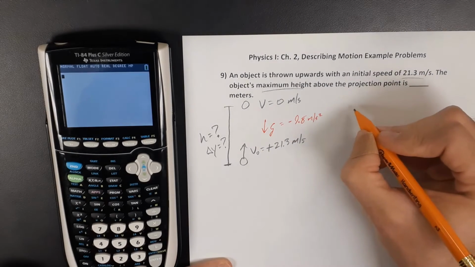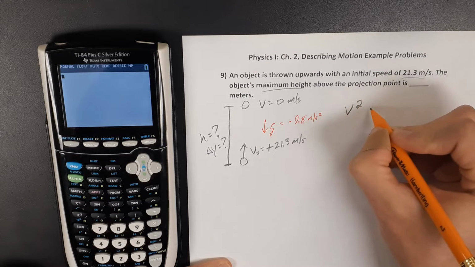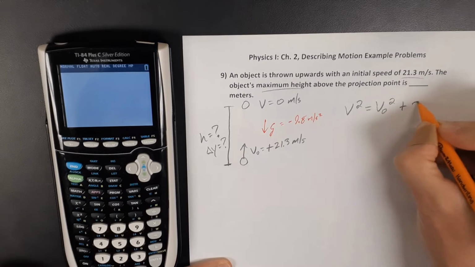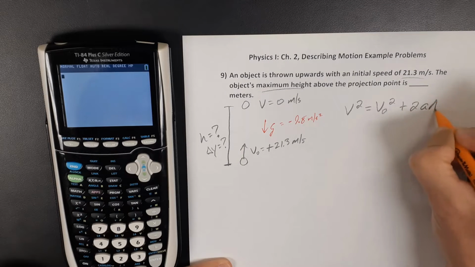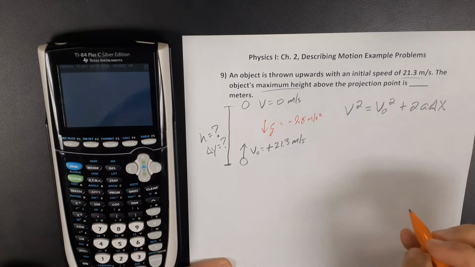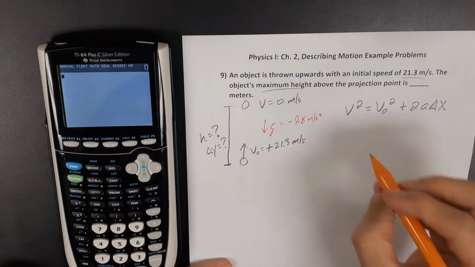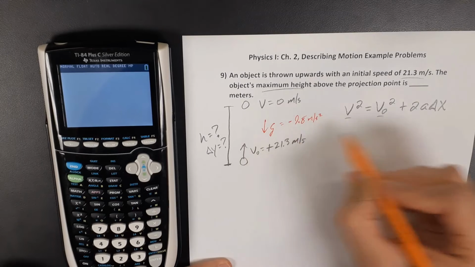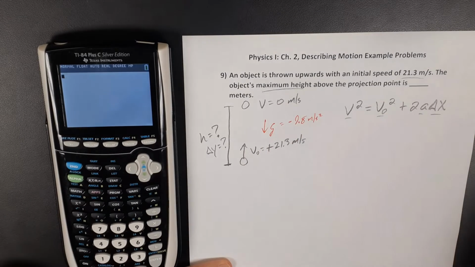And so we know that the final velocity squared equals the original velocity squared plus 2 times acceleration times displacement. I'm picking this equation because I know the two velocities, original and final. I know the acceleration. I'm trying to solve for displacement.